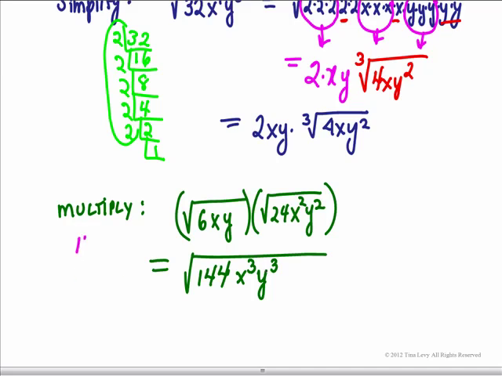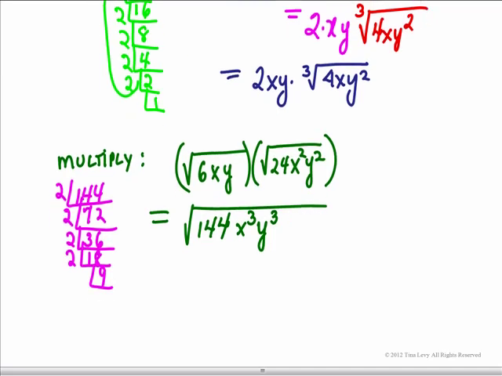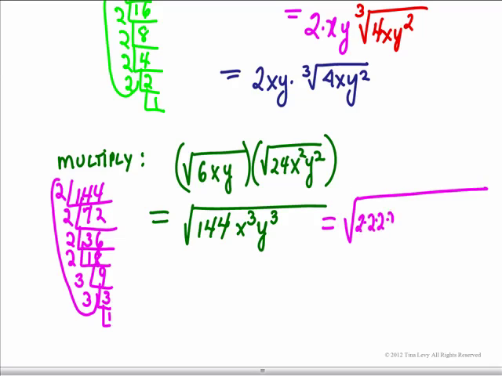In working this out, we get the factors of 144. 2 gives us 72. 2 gives us 36. 2 gives us 18. 2 gives us 9. And then continuing, 3 goes into that 3. 3 gives us 1. So I've got 4 2's and 2 3's. So I can write this as the square root of 4 2's, 2 3's, and x cubed is I have 3 x's being multiplied and y cubed 3 y's.